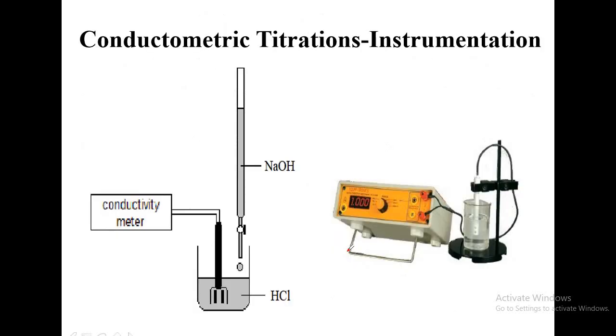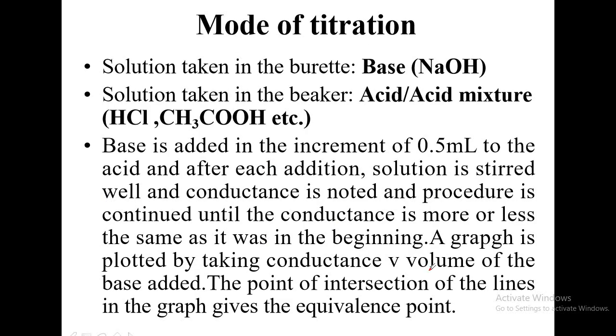in the beginning. So what is the initial conductance? We record it. Then we go on adding in increments of 0.5 ml. After each addition, the solution is stirred well and the change in the conductance is recorded from the instrument. So this procedure is continued until the conductance value is more or less the same as it was in the beginning. A graph is plotted by taking conductance versus volume of the base added. The point of intersection of the lines in the graph gives the equivalence point. So this we are going to study when we are dealing with a specific case.